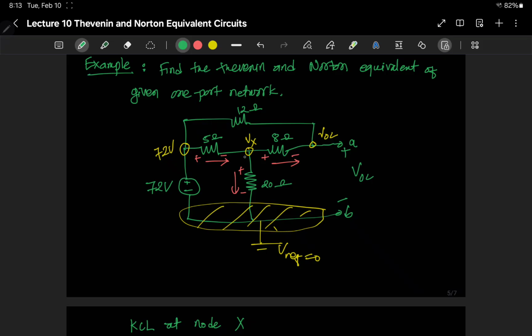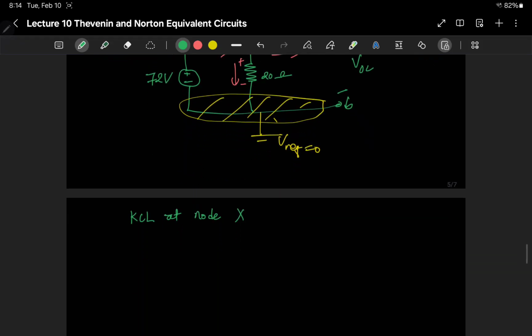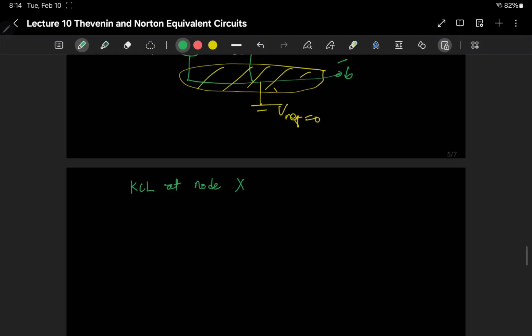That is the current flowing here, which equals the current across this circuit, written as Vx minus 0, because this is 0 ground, divided by 20. And similarly across this is Vx minus Voc divided by 8 ohms. That was our second step of using node voltage method, writing KCL in terms of node voltage, right? So 72 minus Vx divided by 5 is equal to Vx divided by 20 plus Vx minus Voc divided by 8.